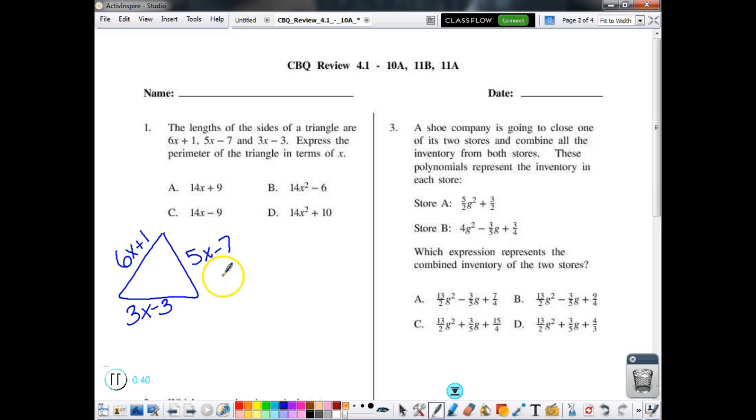So we want to add 6x plus 1 plus 5x minus 7 plus 3x minus 3. Right? We want to add all the three sides up together. Okay? You're combining like terms, exactly. You want to combine the x's and your constant terms, right?